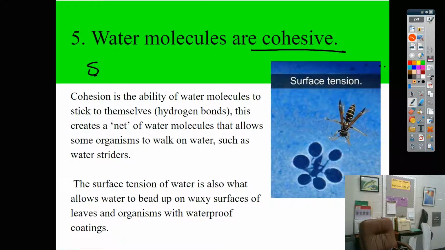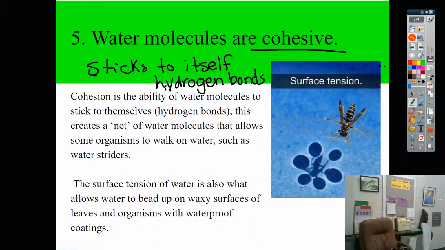That means it sticks to itself. One water molecule sticks to another. What causes one water molecule to stick to another? You've already drawn them once. Hydrogen bonds. And what property of water allows it to form hydrogen bonds? Because it's a polar molecule. It has polar bonds, so it can form hydrogen bonds, but the hydrogen bonds allow it to stick to itself.